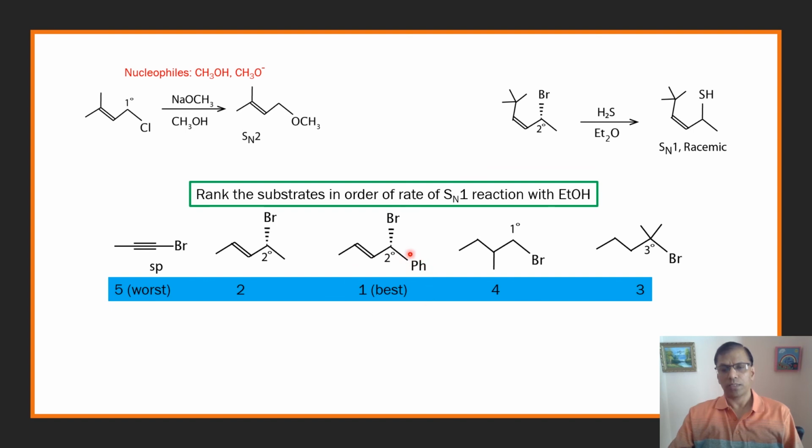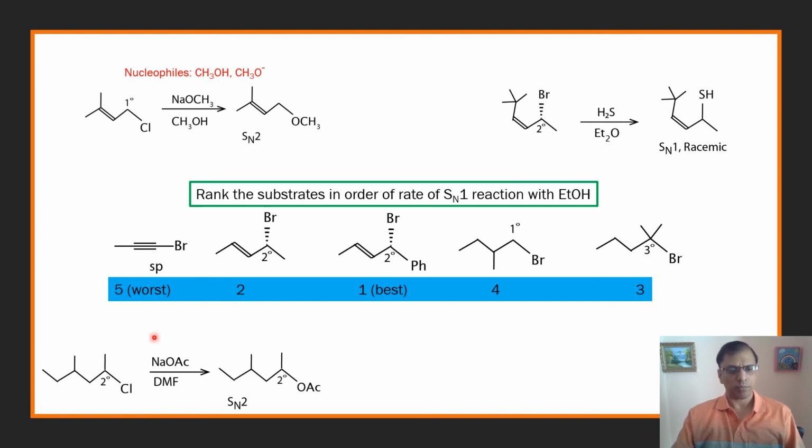Whereas the best one is one which has the phenyl group attached to the carbocation, because the positive charge can get delocalized in the phenyl group or the benzene ring, as well as in the double bond right here. So you have to look at the resonance structures to see which carbocation is the most stable. Whichever is the most stable, that's where the reaction will occur fastest via SN1 mechanism.